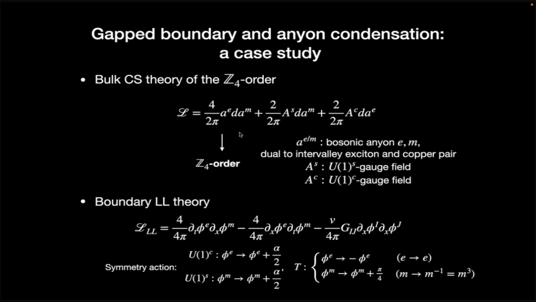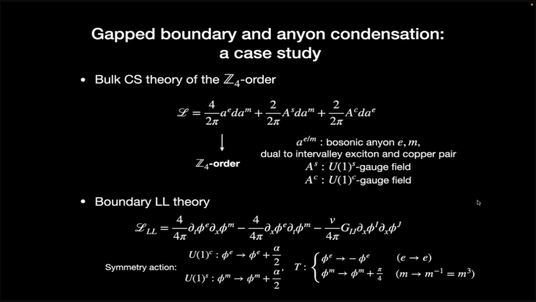So for this bulk Chern-Simons theory, we have 2 U(1) gauge fields corresponding to the anyons E and M. So they are also dual to the intervalley exciton and Cooper pair current. So this mutual Chern-Simons term encodes the mutual semion statistics between the E and M particle. And these A_S and A_C gauge fields are the background gauge fields for the two U(1) symmetries, and they couple with the E and M particles with coefficient 2.